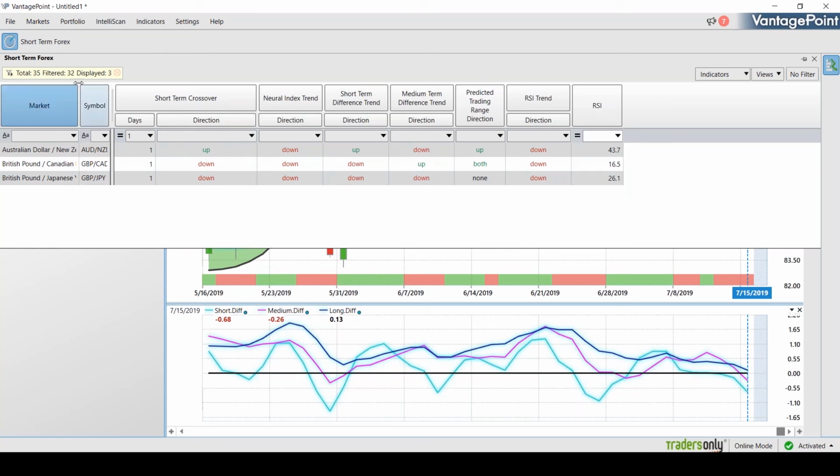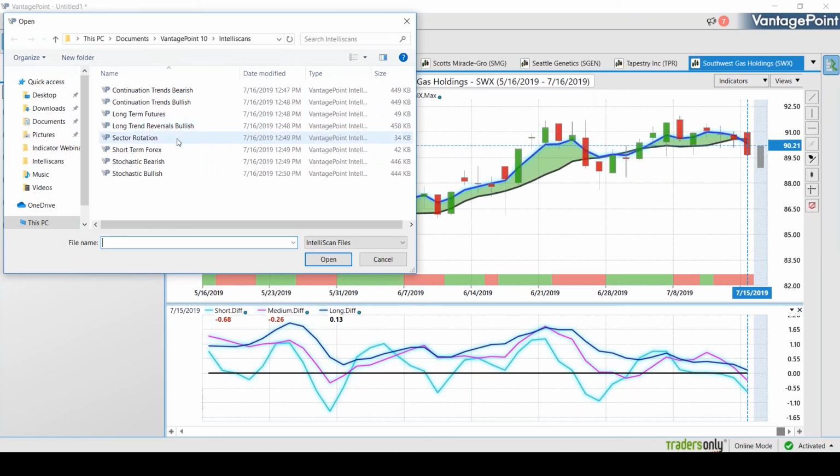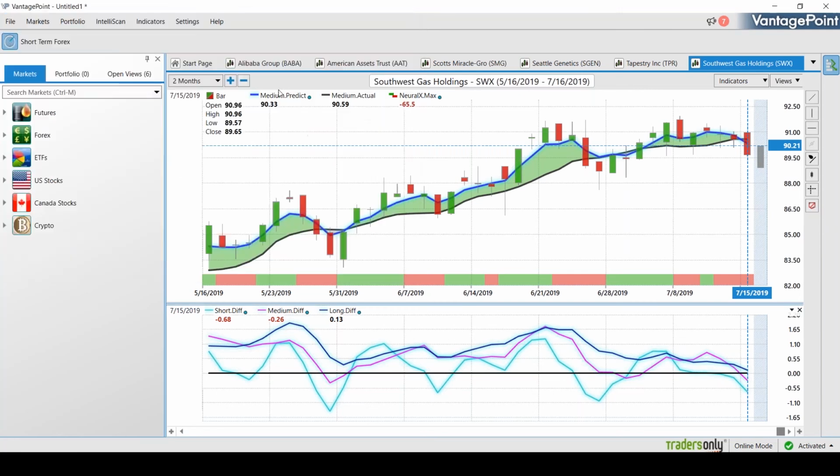So the next one that we're going to move on to, now let's talk about futures. So now I'm going to come over here to our Intelliscan. Let's open up this next one together. And we're going to look at the long-term futures.